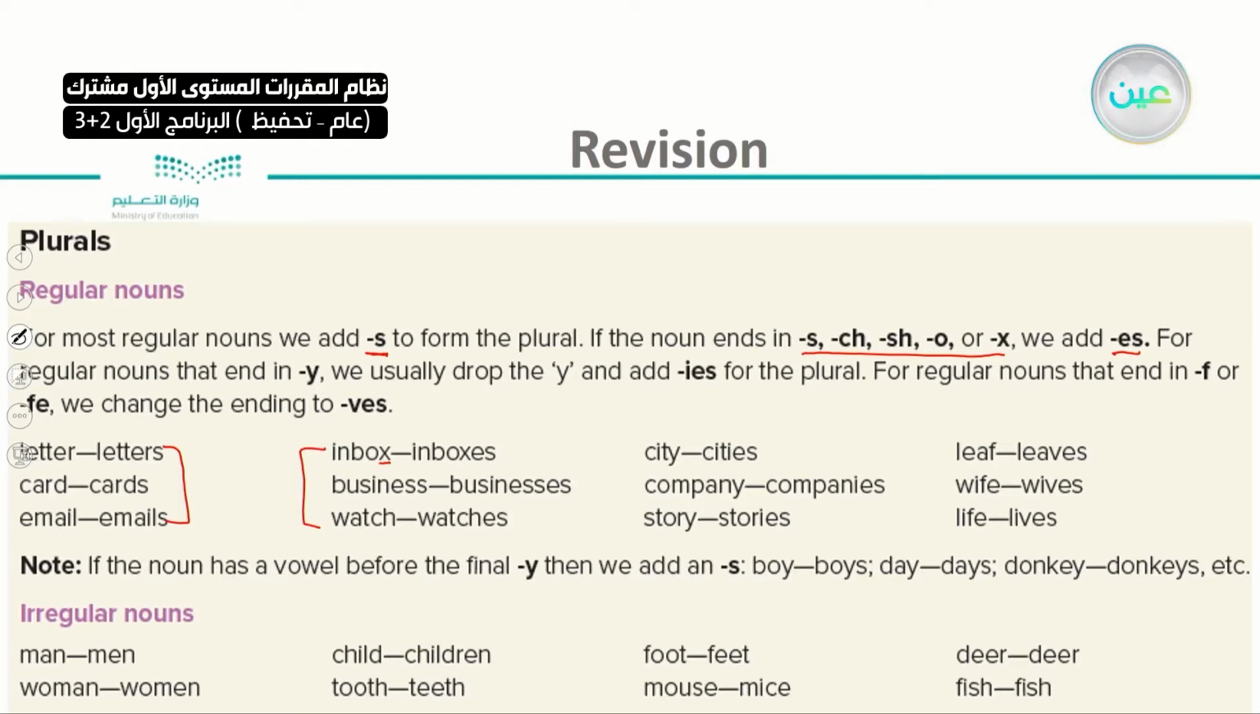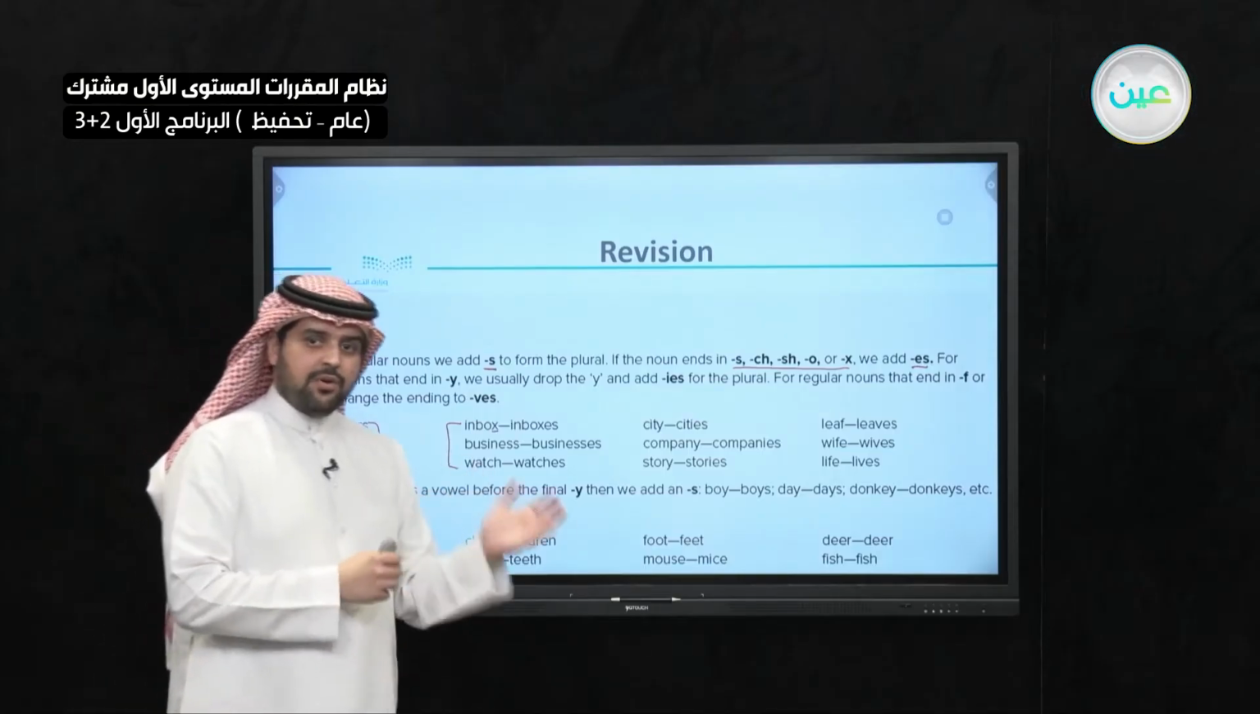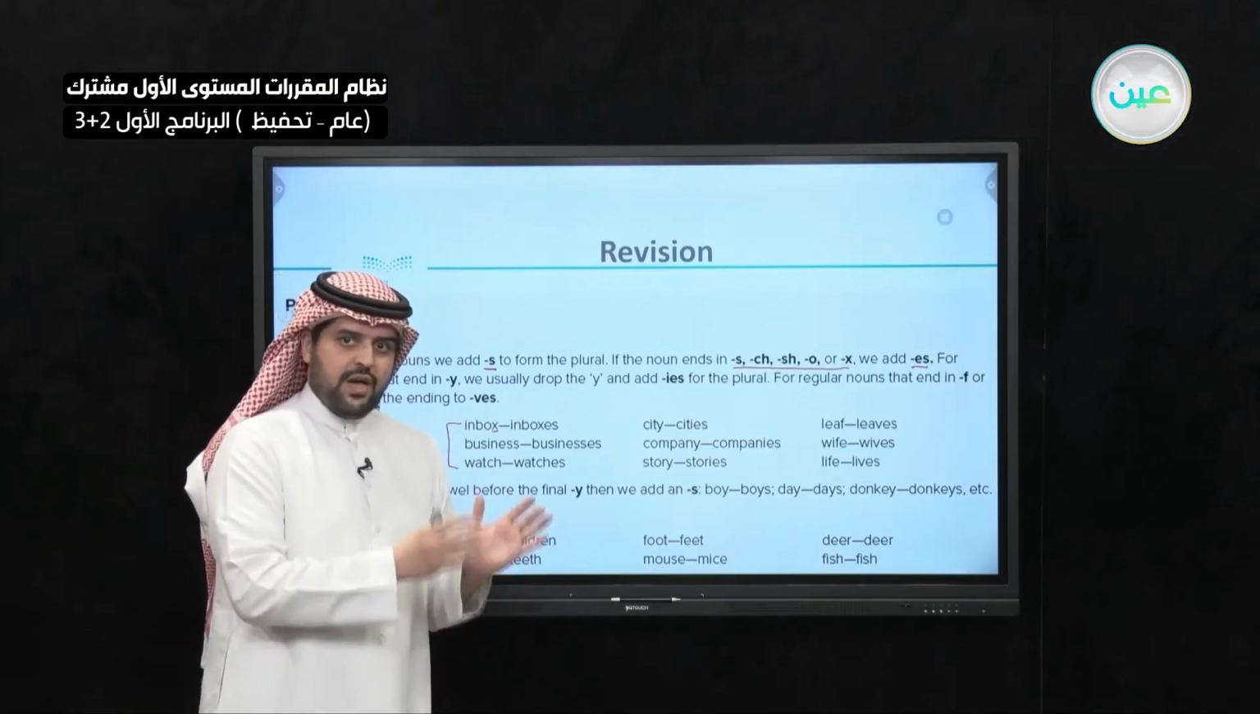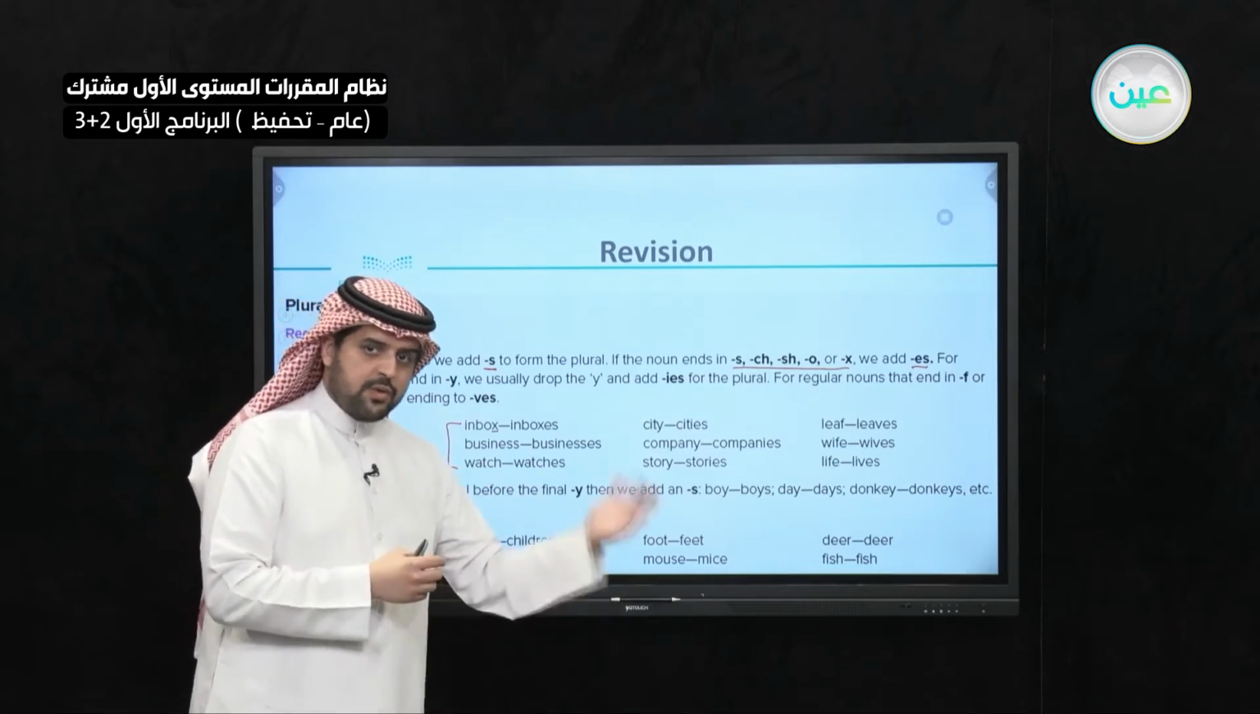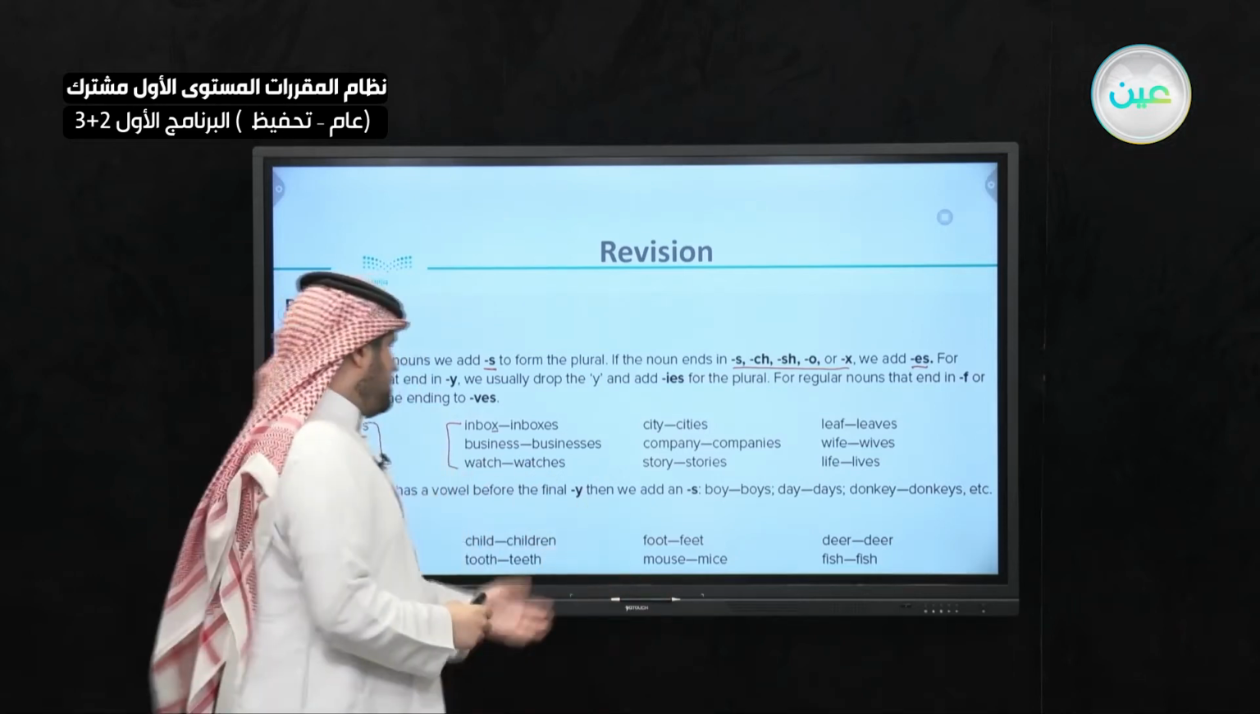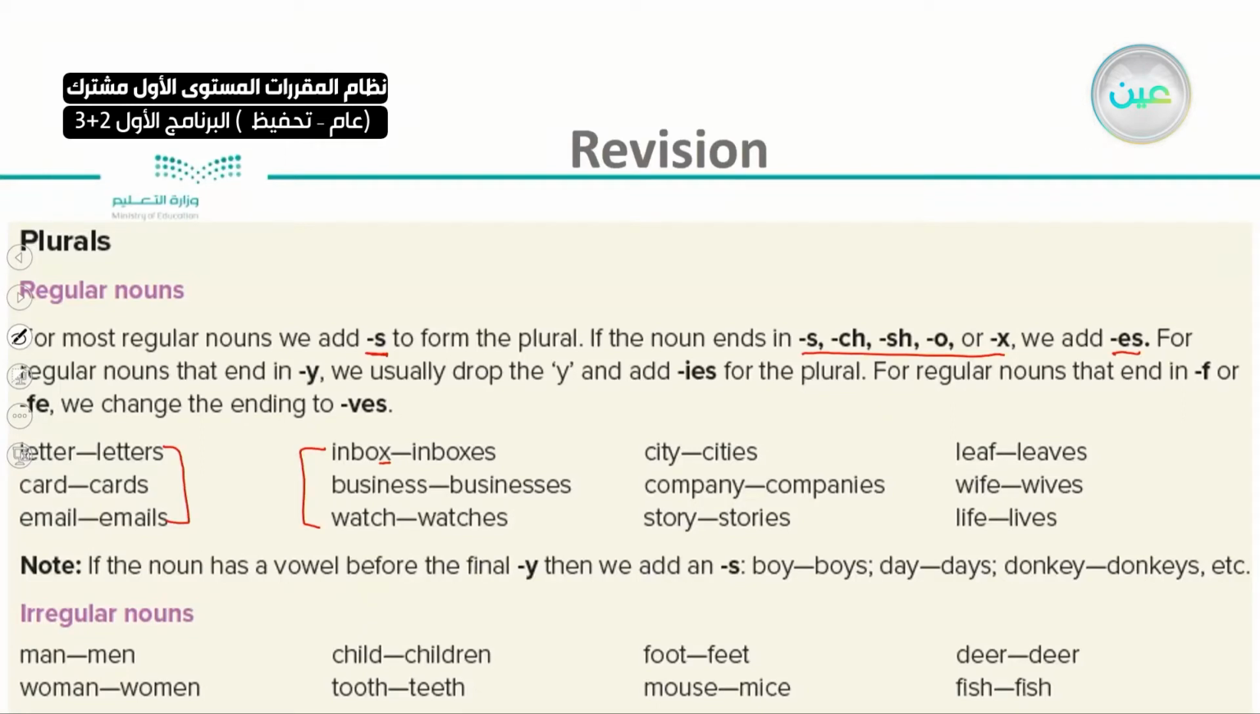This is what we took in the last lesson. Inbox, inboxes, or even box. If you have a box, one box, more than one box, they become boxes, businesses, and watches. And if the noun ends with a Y, like city, company, story, we remove the Y and add what? IES. So we remove the Y here, and it becomes cities, company becomes companies, and story becomes stories.